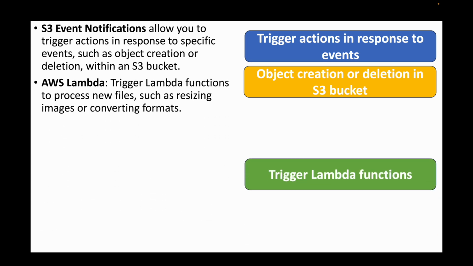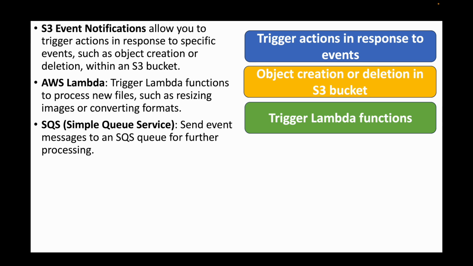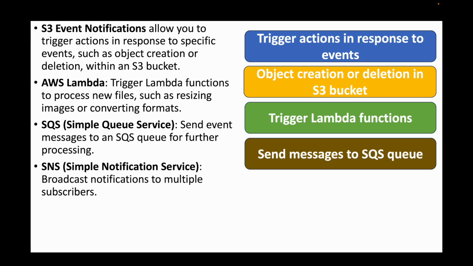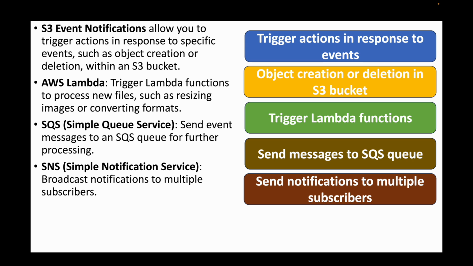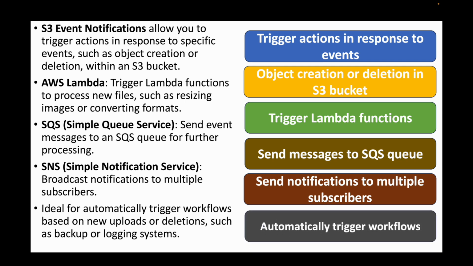So we can trigger Lambda functions, which will help you to run some code, like you want to resize an image or convert the format of the data. We can also send the messages to an SQS queue. So send the event messages to the queue for further processing. We can also simply send out a notification by making use of SNS to the subscribers. So these are ideal for automating your workflows based on certain events, like new uploads or new deletions, like your backup or logging systems. You can make use of your event notifications.